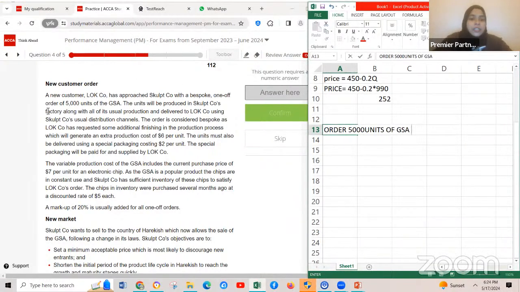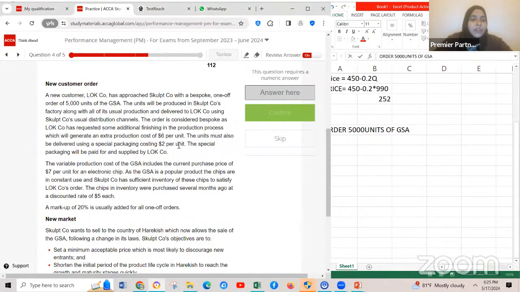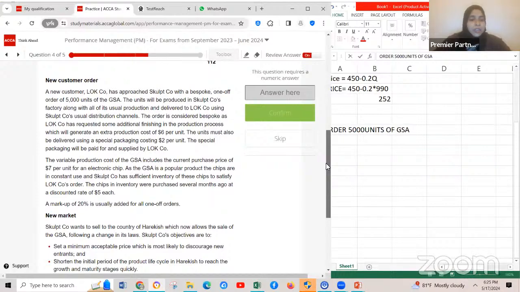The units will be produced in Sculpco's factory along with all its usual production and delivered to LOK using Sculpco's usual distribution channels. The order is considered bespoke as LOK has requested some additional finishing in the production process, which will generate an extra production cost of 6 per unit. The units must also be delivered using a special packaging costing 2 per unit. The special packaging will be paid for and supplied by LOK.